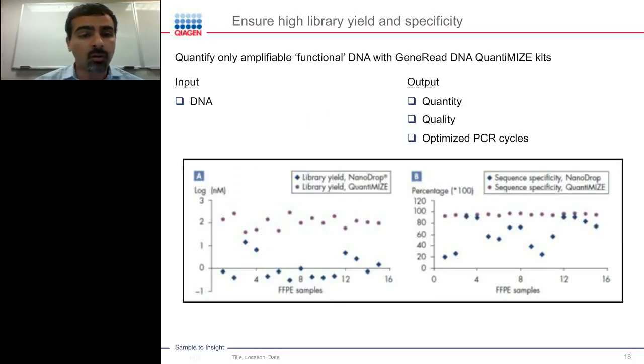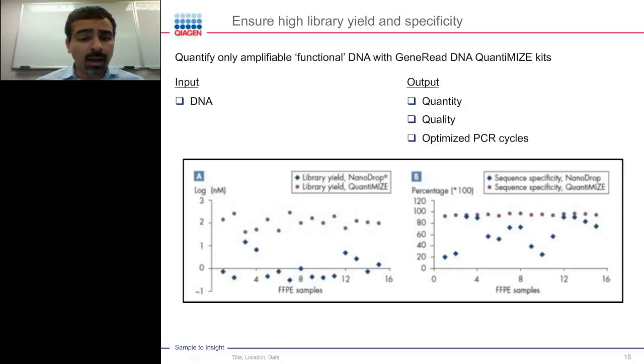To give you an example of how this kit can be used, what we've done here is we've run 15 different samples. We've quantified the DNA from these samples by 2 different methods, spectrophotometry and qPCR using QuantiMIZE. And what we looked at next is the library yield on the left and the sequence specificity shown on the right.